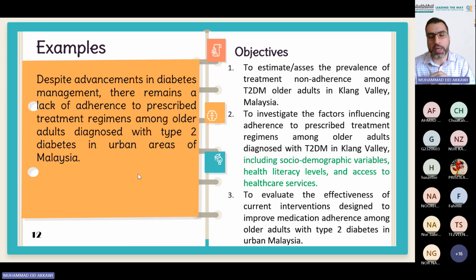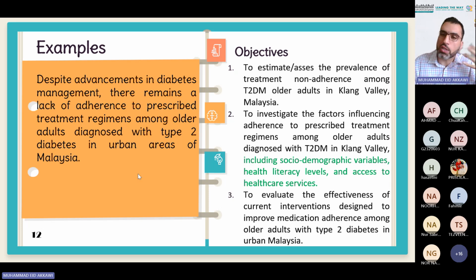The last one is to evaluate. Now we are talking about the effectiveness of current interventions, meaning we have current interventions to improve adherence. We have many interventions. One of them, for example, is a smartphone application to help patients be more adherent to their medications. We will assess the effectiveness. Or, for example, phone calls by healthcare providers reminding them to be more adherent to the medications every day, every other day, etc.